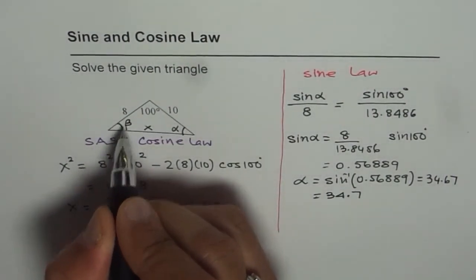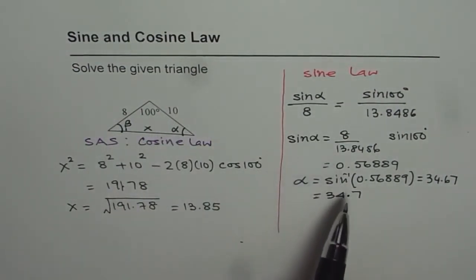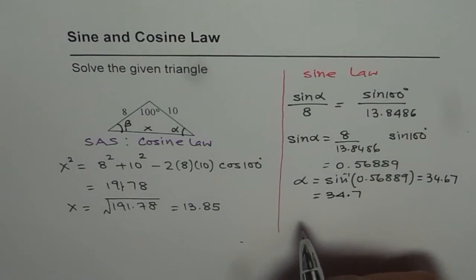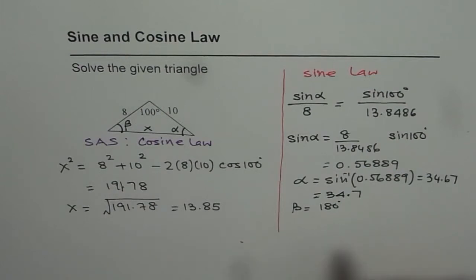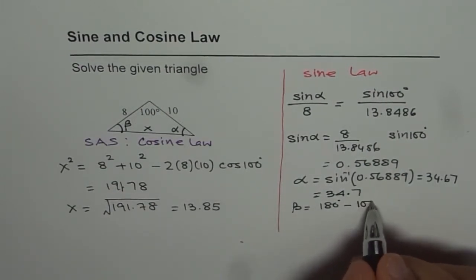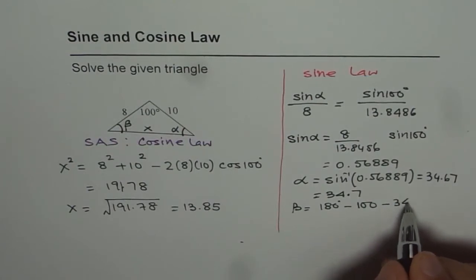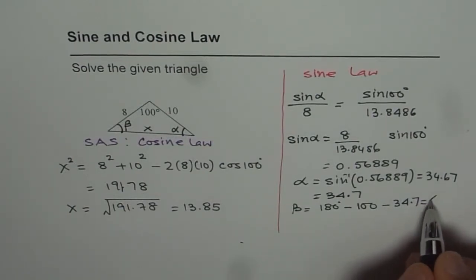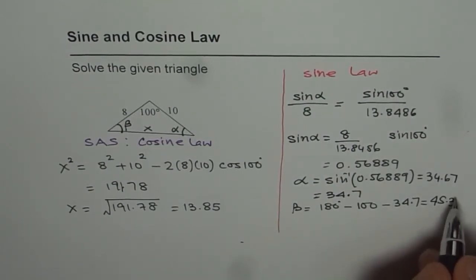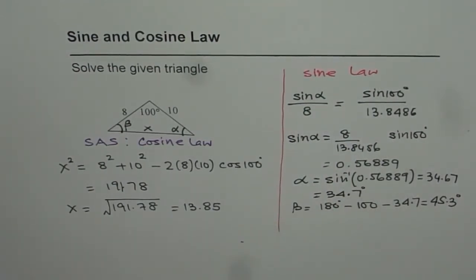Now once we know alpha, we can find the other angle. Let's say the other angle is beta. So you may apply sine law, which is going to take some time, or you can use properties of a triangle. So we say beta is equal to 180 degrees, because the sum of three angles is 180, minus 100, and minus what we found, 34.7. So it is 180 minus 100 minus 34.7, which is 45.3 degrees.